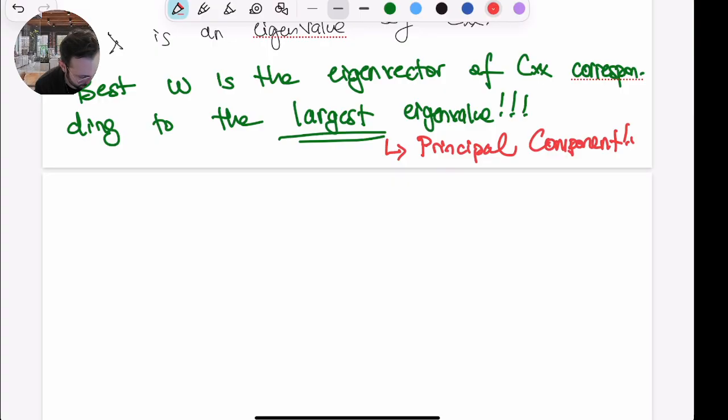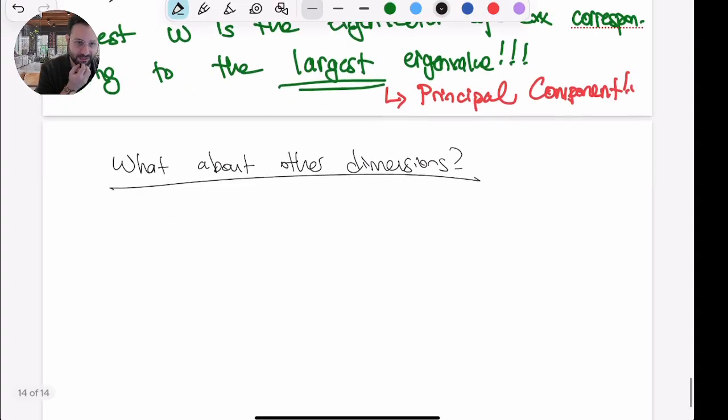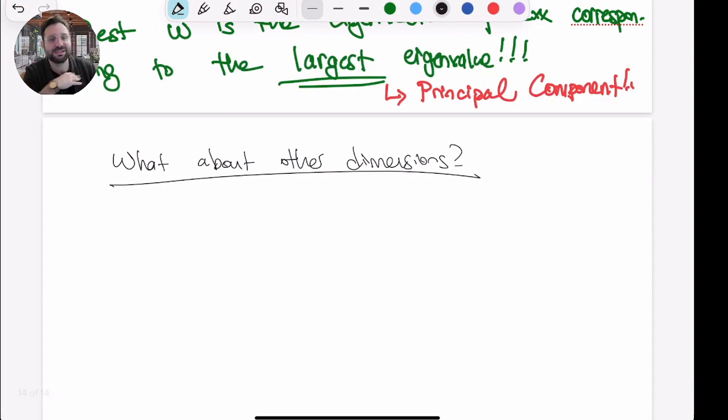What about the next one? I would like now to ask this question: what about other dimensions? So I found myself some w. I know the best direction is the one that corresponds to the largest eigenvalue. So the best direction to project your data onto is the eigenvector of your covariance matrix that corresponds to the largest eigenvalue. So that's the principal component, right? I want my other dimensions to also minimize the reconstruction error.